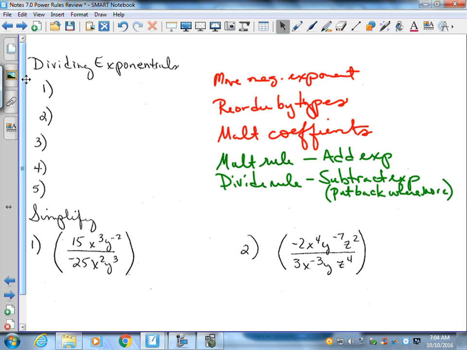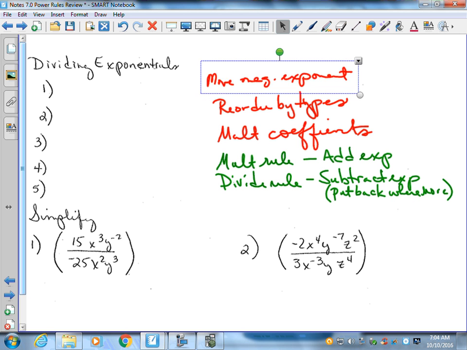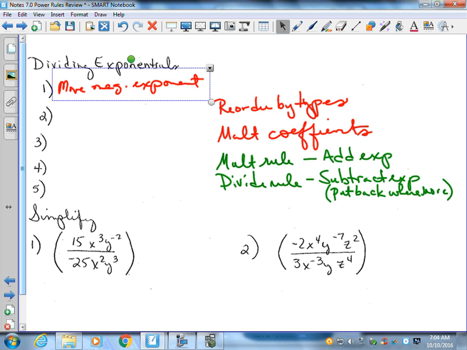Okay, as always, one of the most important things to do is to move your negative exponents. So we are still going to be doing that first. So in question number 1, I'm going to move these y's down and make them squared. So that's still going to be really important.